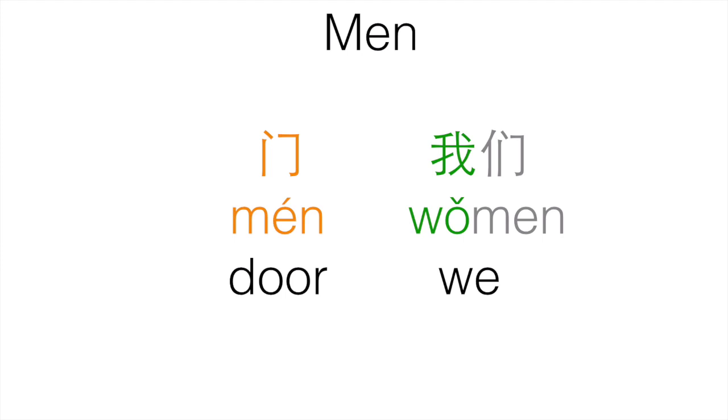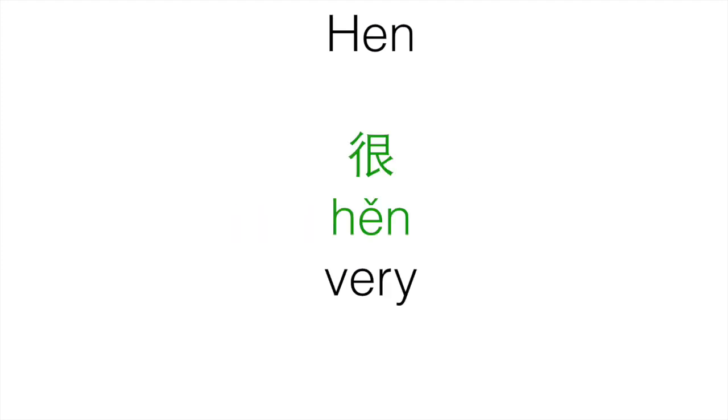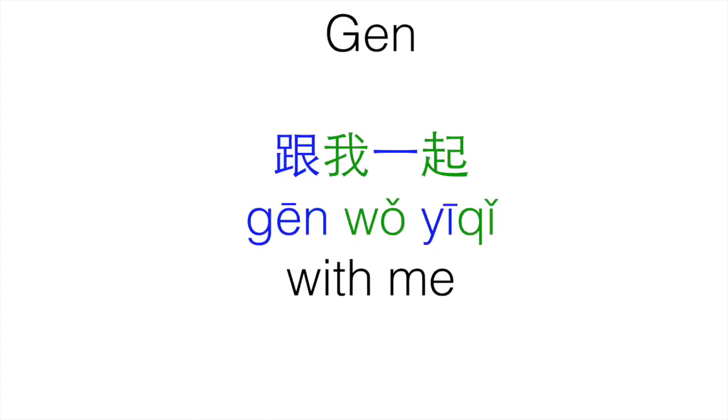Try saying it again. 我们 很 Again, this is a very common word in Chinese. It means very. And as I said before, you can hear that this H is more of a throaty H. So it's pronounced 很. Try saying it again. 很 跟我一起 This means with me. In fact, the second half of this word means together, but these 2 words are often used at the same time.